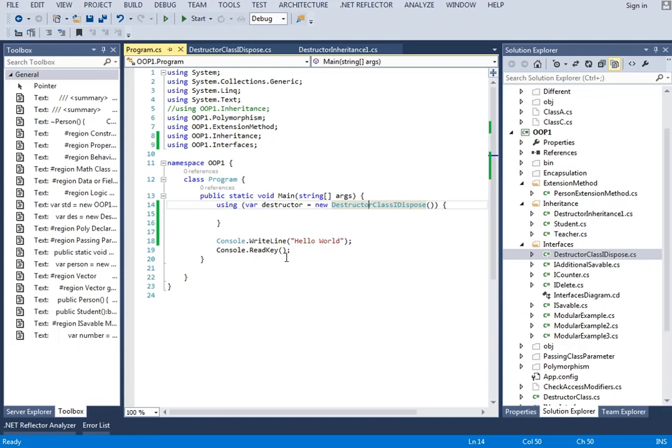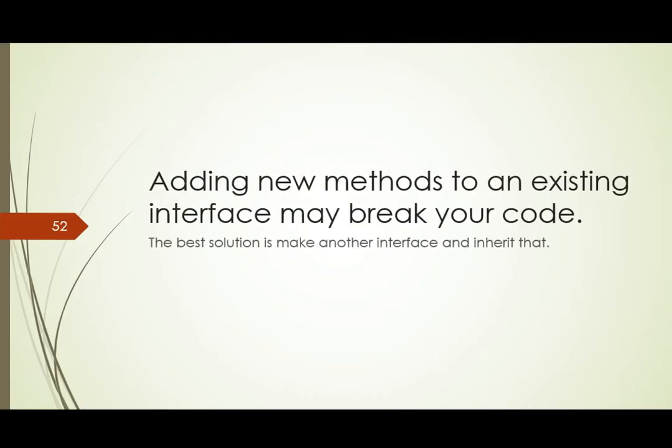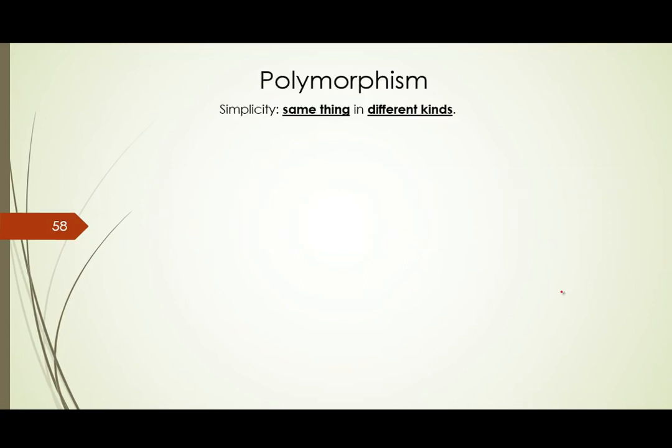So let's go to the slides again. So far we have seen that adding a new method breaks our existing code, so we have to make another interface to make it more modular. That's a very important point. Now we're at the fifth step of object-oriented programming, which is polymorphism. There are various definitions of polymorphism, and many websites define it differently. I simplified it this way.